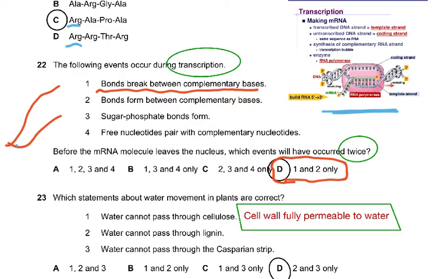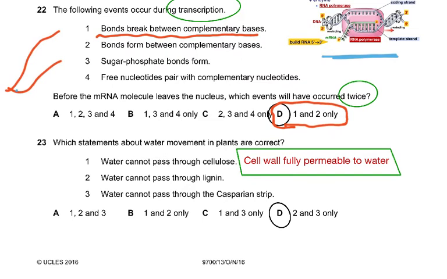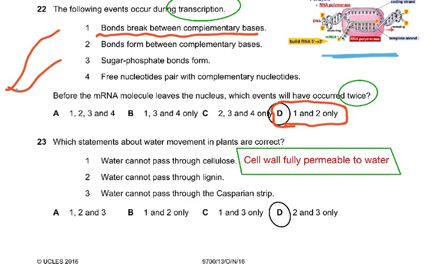Then question 23: which statements about water movement in plants are correct? Water cannot pass through cellulose. The cell wall is fully permeable to water. You know that. Water can pass through lignin. No, water cannot pass through the Casparian strip. So which statement is correct? It has to be D, 2 and 3 only, because everybody knows the cell wall is fully permeable. And so this was incorrect: water cannot pass through cellulose.